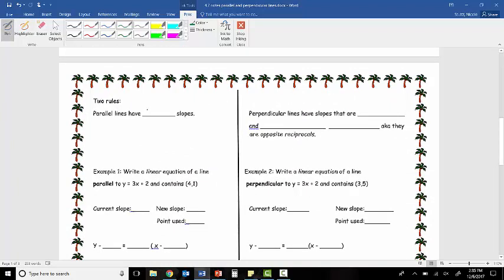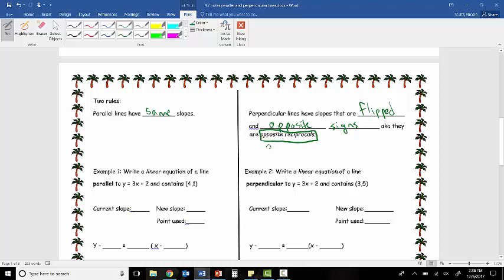So that's what we're going to write down. Parallel lines will have the same slopes, and perpendicular lines have slopes that are flipped and opposite signs. So the sign will change and the fraction will flip. And if this happens, the fancy term that we use is opposite reciprocals.